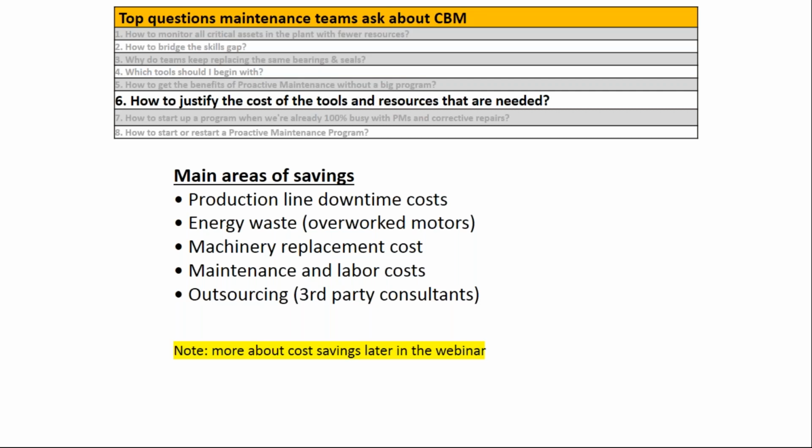Downtime cost, energy waste. A lot of people don't think about energy. If you've got a machine that's misaligned or imbalanced, not only is it wearing the bearings and the seals faster, it's also using up a lot of energy. Replacement cost, labor cost, outsourcing, all of these are expensive. So we need to find a way to save money.